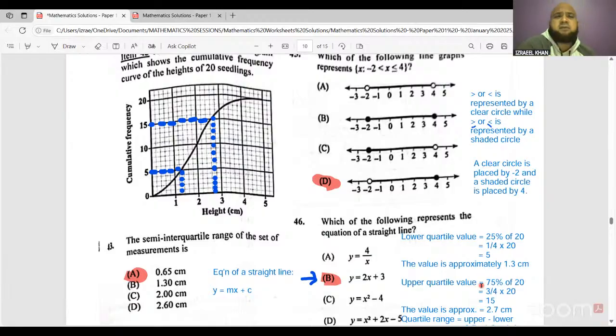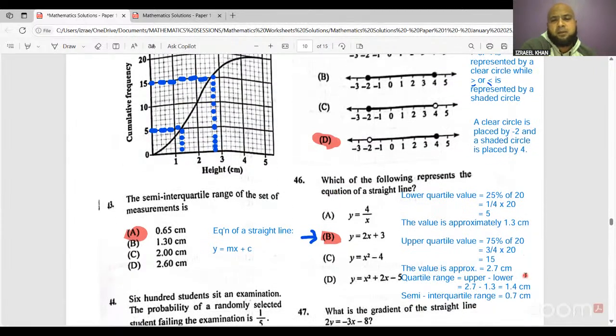Upper quartile is 75% of 20, which is 3/4 of 20, that's 15. So we look for 15 on the cumulative frequency, go across and come down. It looks like it's between 2.6 and 2.8, so I'll just call that 2.7. So your quartile range, which is your upper minus your lower values, will be 2.7 minus 1.3 to get 1.4 cm.